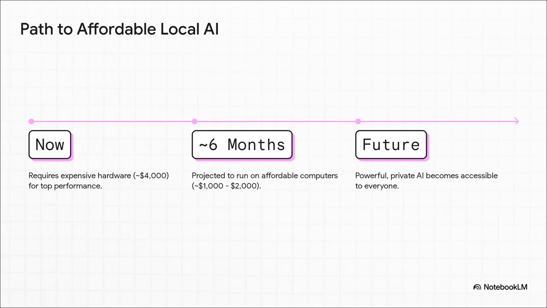Right now, running a top-tier local model requires some pretty expensive hardware. But, and this is a big but, the technology is moving so fast. The projection suggests that in as little as 6 months, you'll be able to run models that are just as powerful on much more affordable computers. We're talking about making this incredibly powerful private AI accessible to pretty much everyone.